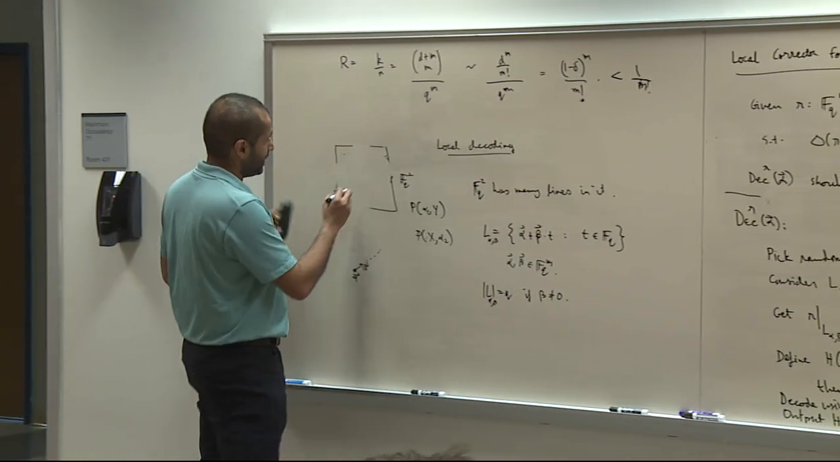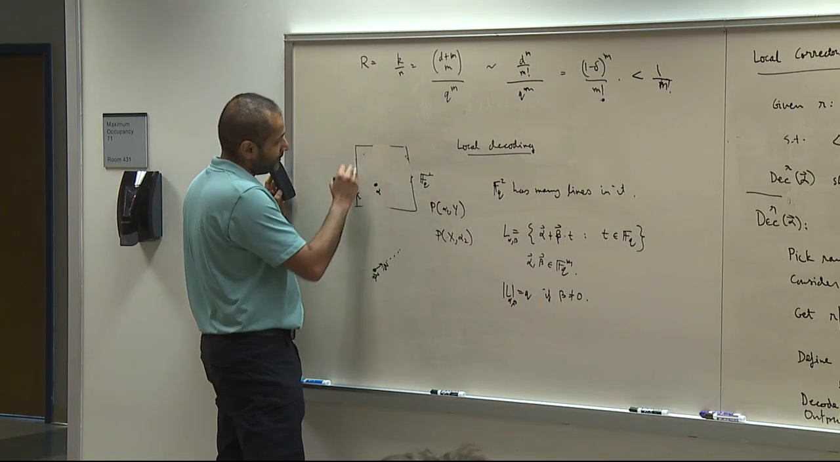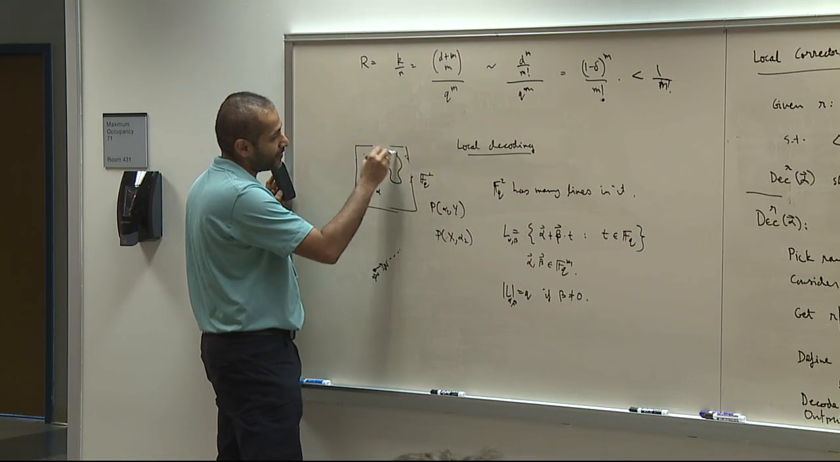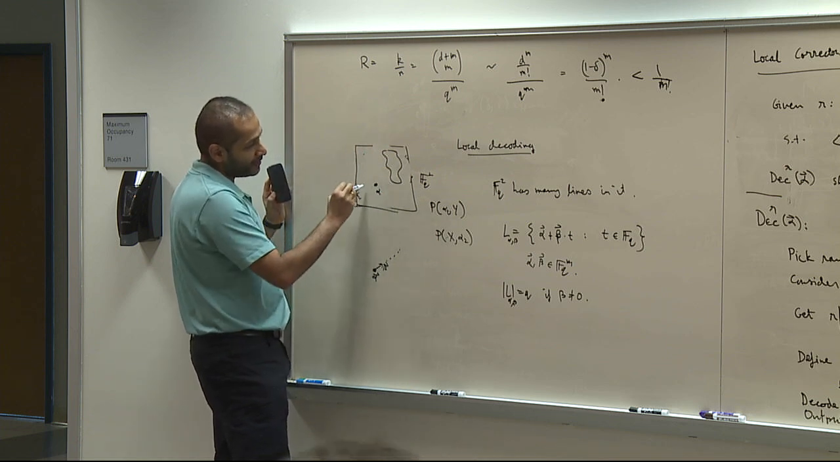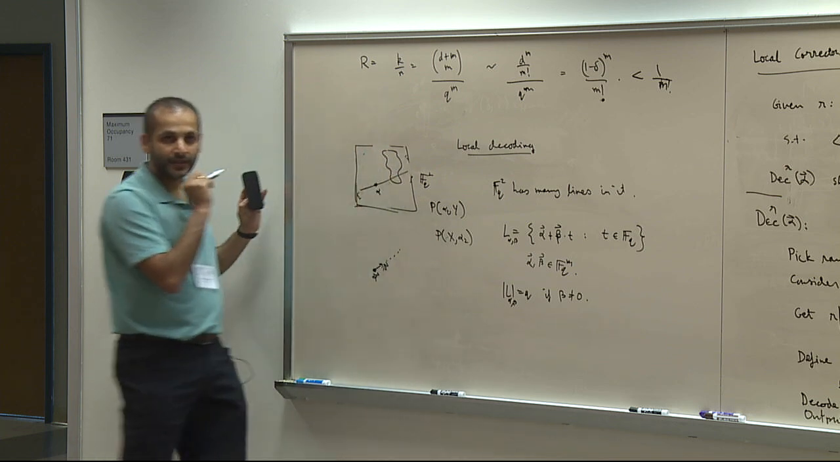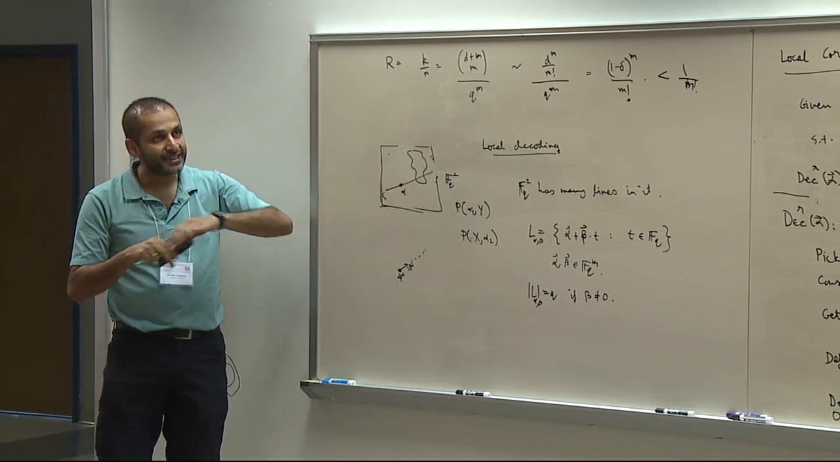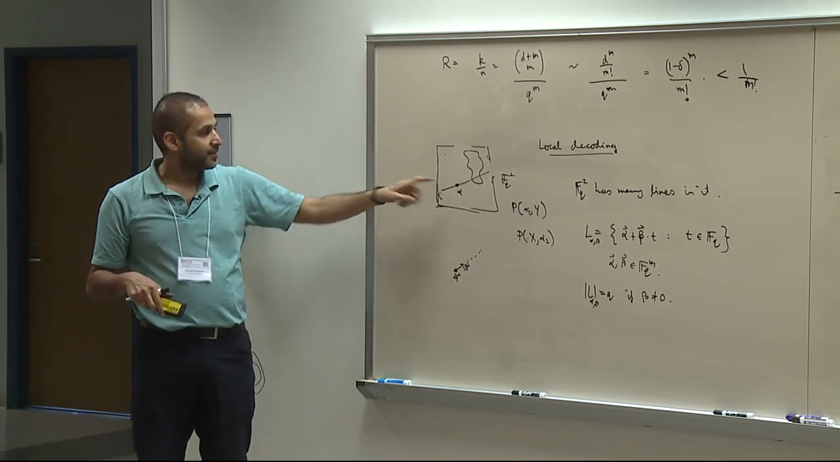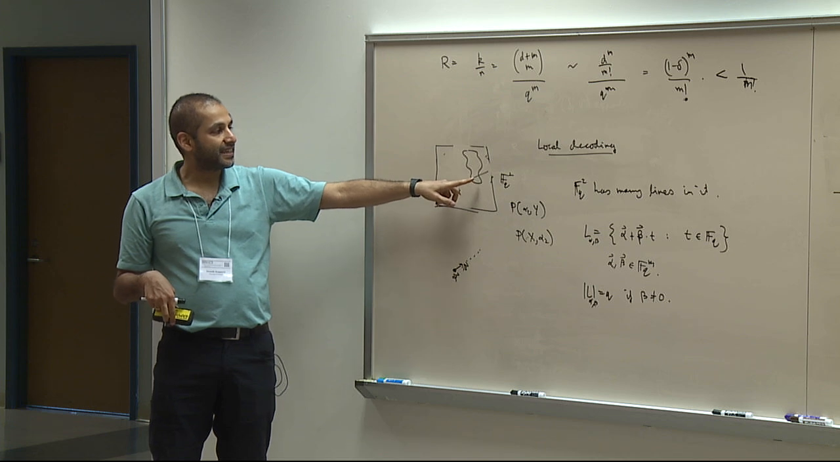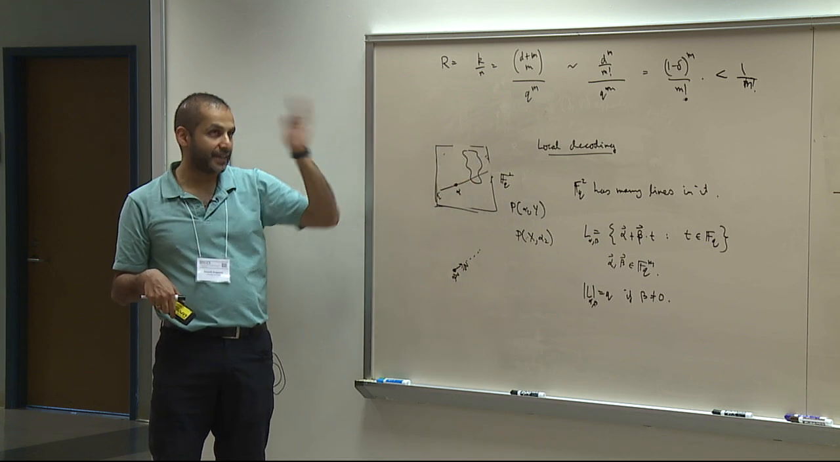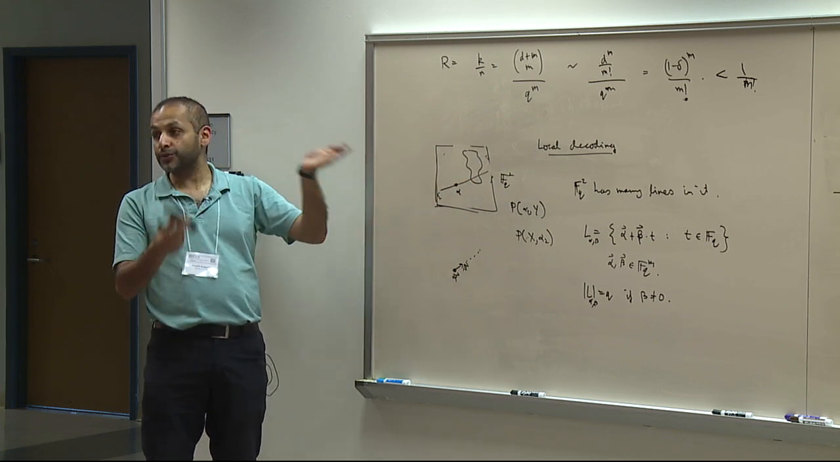Here was our F_q^m. This was our point alpha. There are some errors sitting out there. We have picked a random line through alpha. Since there are few errors and the lines partition the whole space, it's unlikely that you get a line which has more than delta over 2 errors.